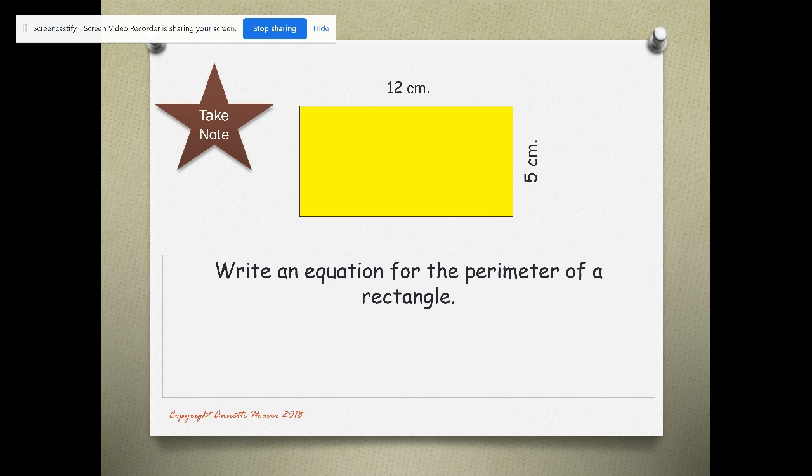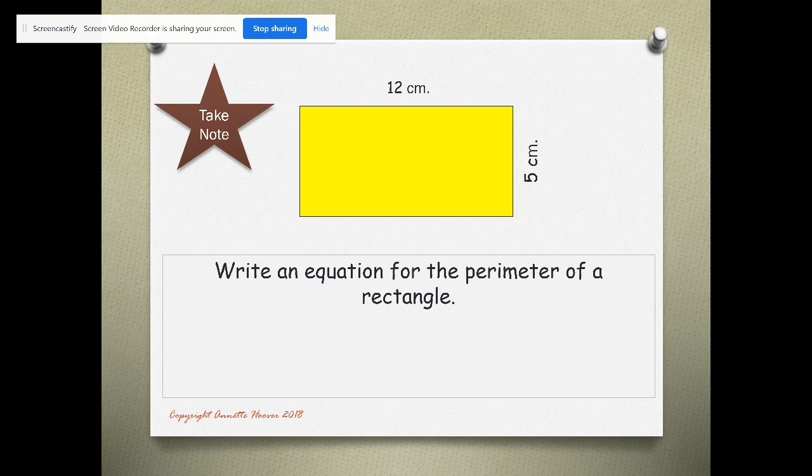Then we use our order of operations and do our multiplication first. So that would be 24 plus 10. So the perimeter would be 34. Look back to see how it's labeled: centimeters. So we're going to label it centimeters. Final answer. So today when we solve these problems, I want you to get used to these equations.